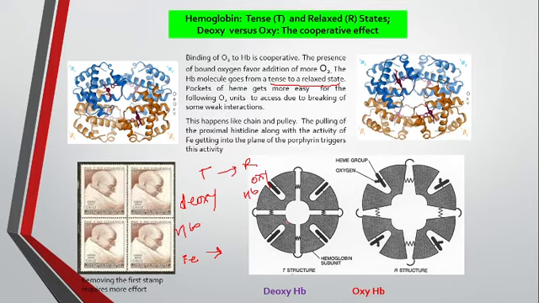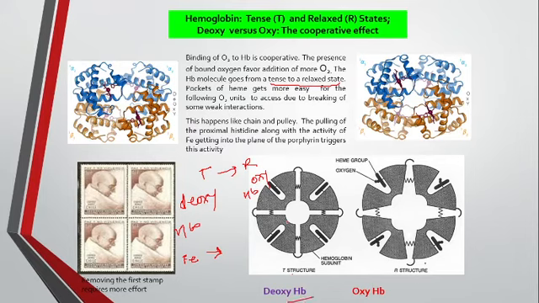Sorry, in this structure, this is the deoxy form of hemoglobin. This structure, this R structure or R state, is called what? The oxy form of the hemoglobin.